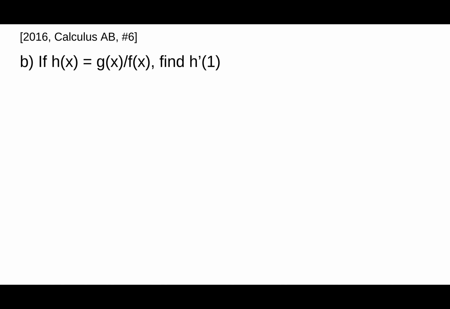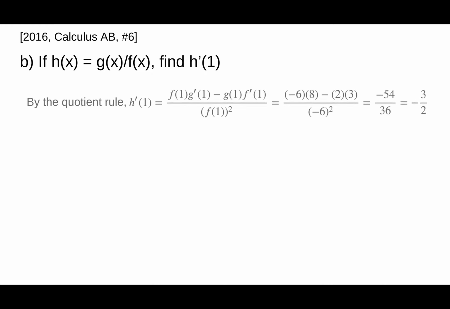If h of x is g of x divided by f of x, find h prime of 1. Well, h prime of 1 can be found by using the quotient rule. So h prime of 1 would be f of 1 times g prime of 1 minus g of 1 times f prime of 1 all over f of 1 squared. And all of these values are available in the table, so we just look up in the table what they are, we substitute them in.